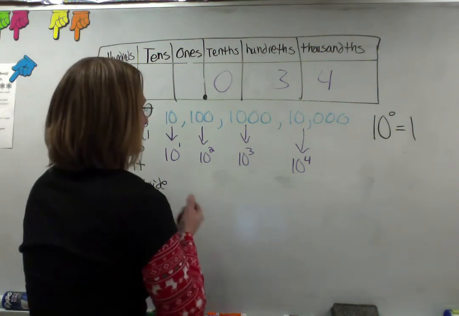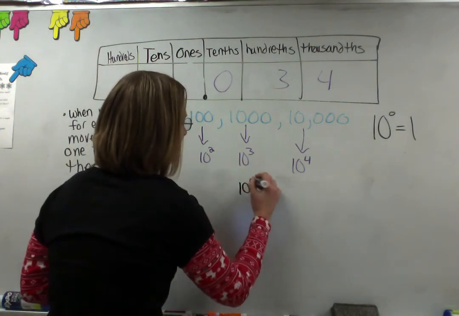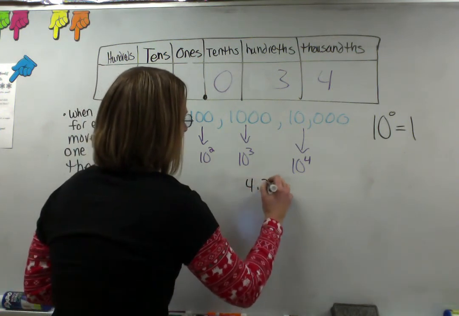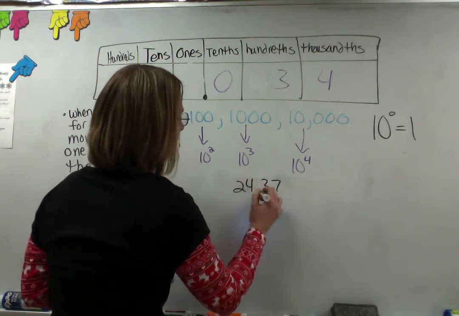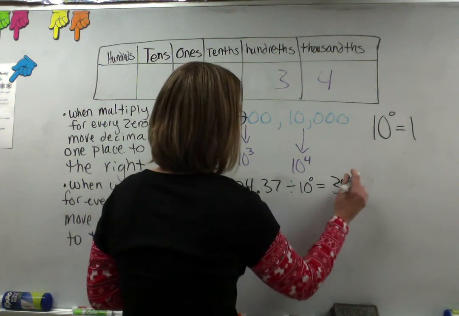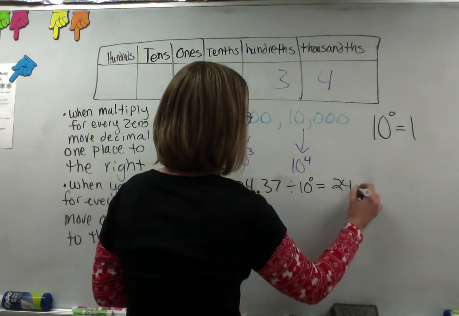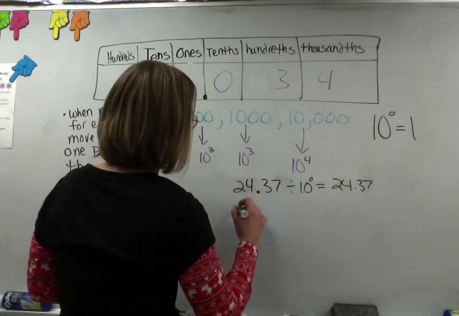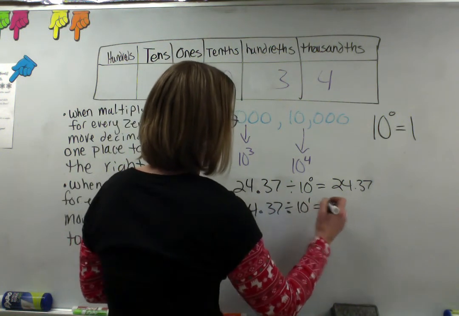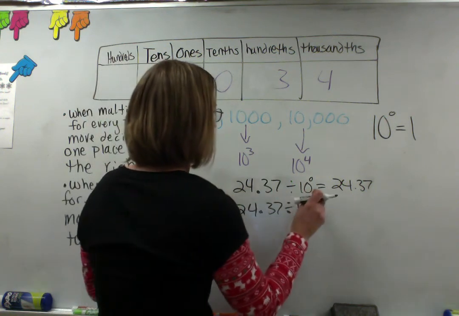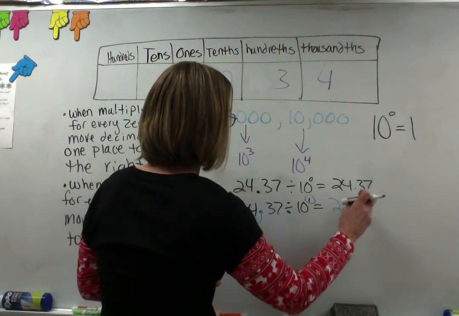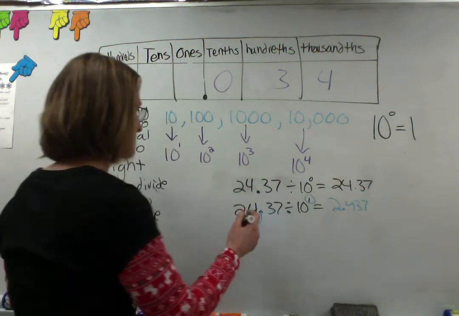So really quick, if we have 24.37 divided by 10 to the 0, that's the same thing as dividing by 1, so it's going to stay the same. Okay? If we take 24.37 and we divide it by 10 to the first, my decimal is going to move one place to the left, and it's going to become 2.437, or 2 and 437 thousandths.